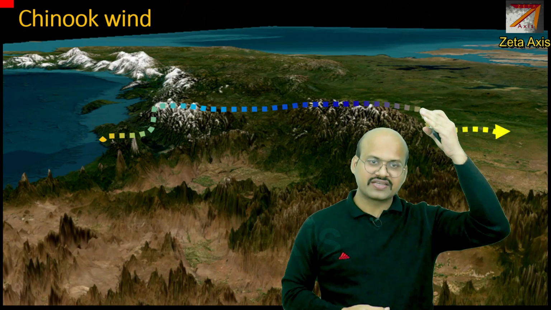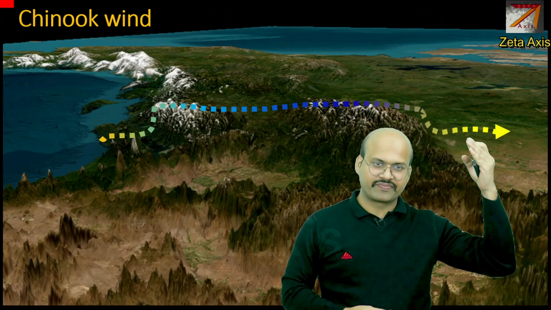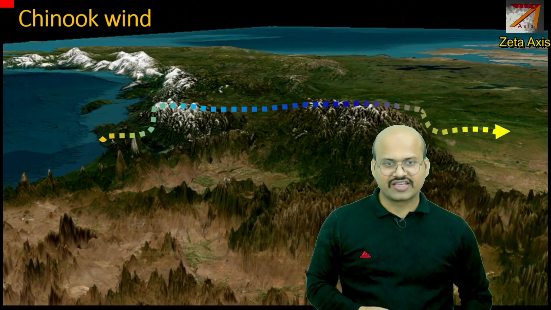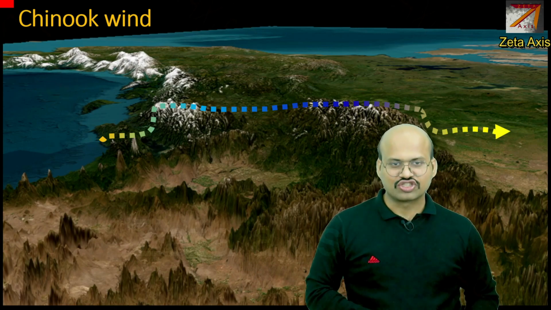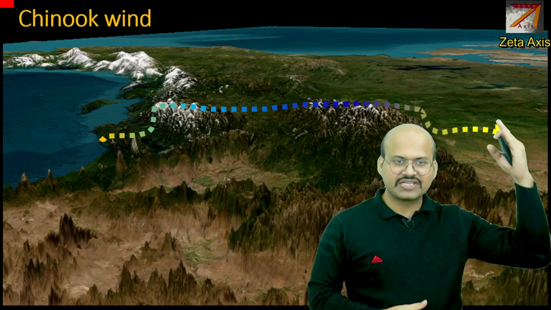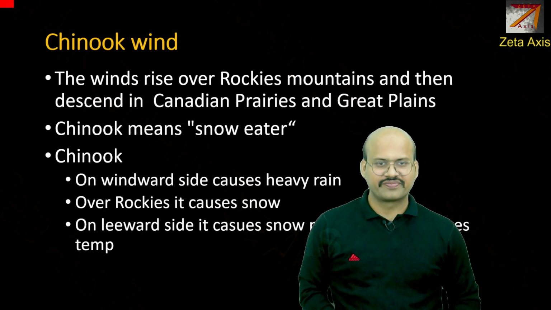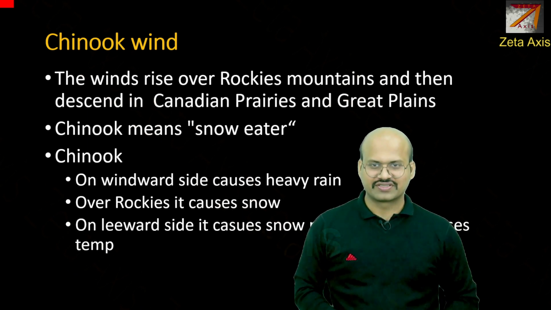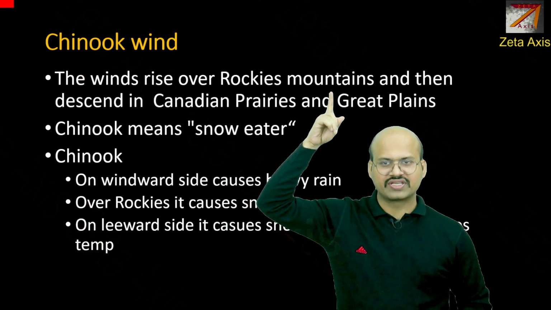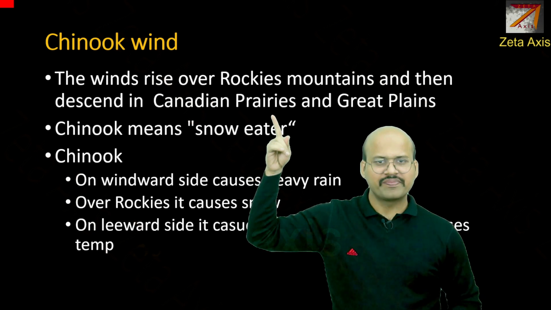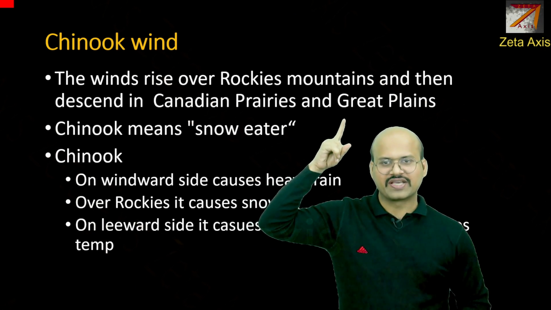Here we will see that there are katabatic winds. These are warmer winds and they again will melt any snow and they will increase the temperature in this region. Here is the summary of Chinook winds. The winds rise over the Rocky Mountains and they descend in the Canadian prairies or Great Plains.